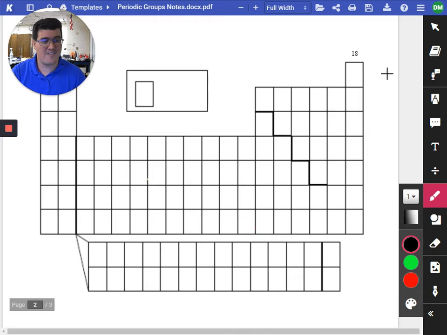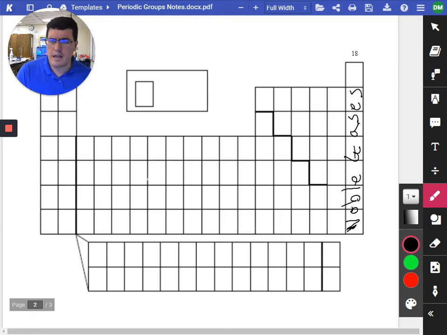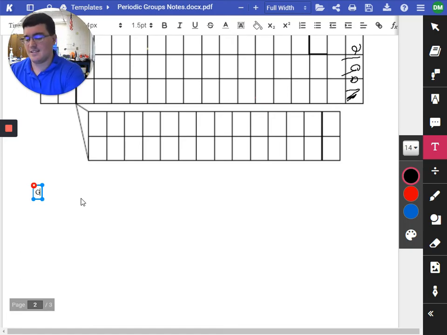I'm trying to write on this sideways. This makes it very difficult. Oops. Let's try it this way. There we go. Noble gases. Boy, that is nice and legible, right? Well, we're going to write that down below in a text box, so we can make it nice and legible that way.